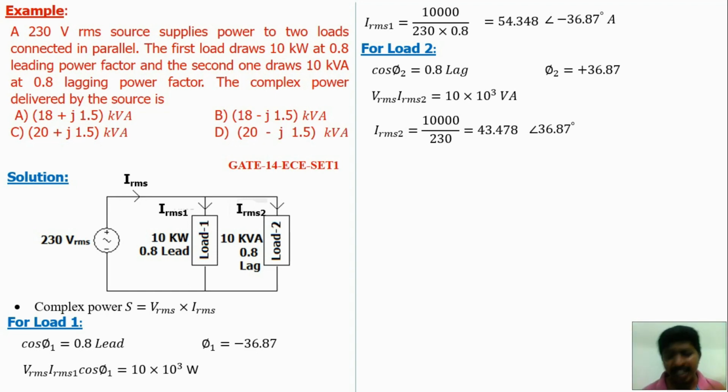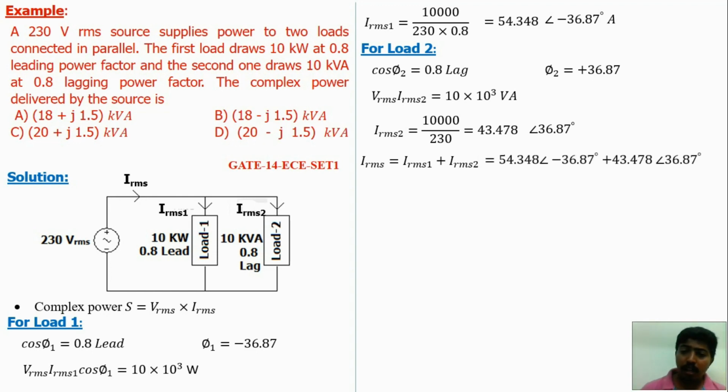Now find the Irms value. Irms is equal to Irms 1 plus Irms 2, including the phase angle. If we have to find the magnitude only, then Irms is equal to the root of Irms 1 square plus Irms 2 square, but here we include the phase angle. So substitute here, and we will get the Irms 1 value and Irms 2 value. Both are in polar form. For addition, we have to convert the polar form into rectangular form. Then only we can add.